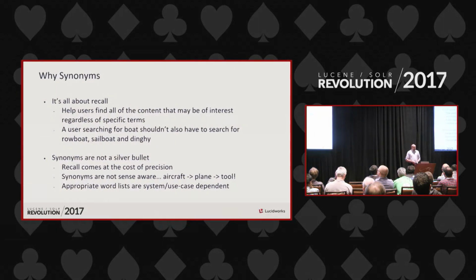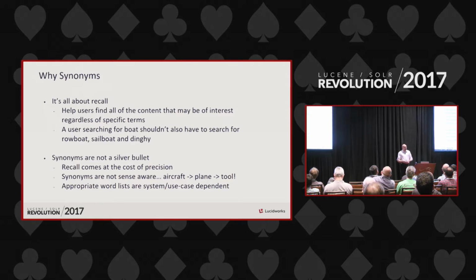So the first thing we're going to talk about is why to use synonyms, and it's really all about recall. You have users coming in, throwing terms at your search engine, and there's a disconnect between the terms that the user might think to use and the terms the authors of your documents are actually using in their content. So the example I have here is, a user might come in looking for boat. Well, should they see rowboats? Should they see sailboats? Should they see dinghies? They probably don't want to see ships or aircraft carriers.